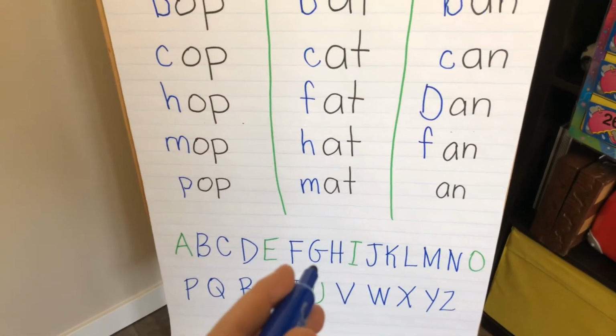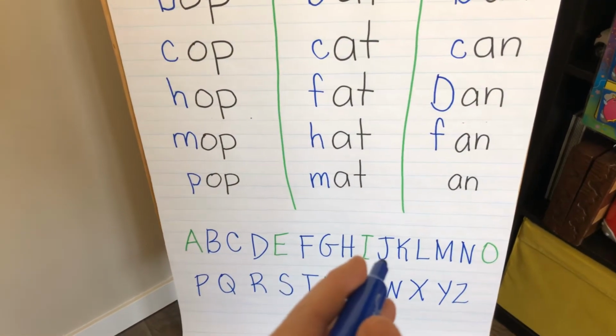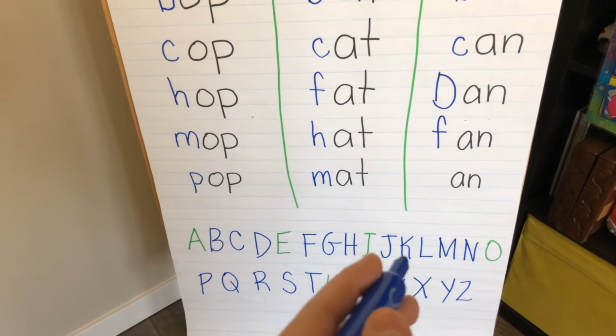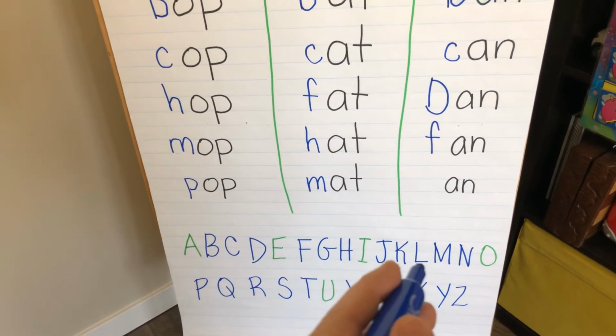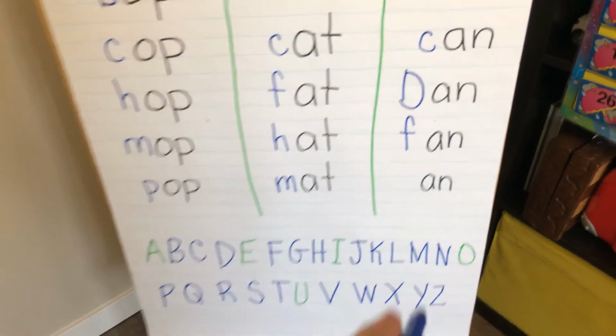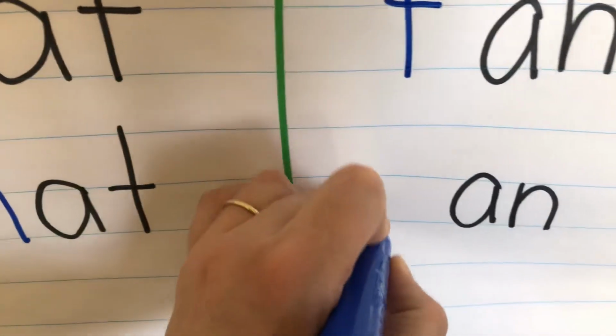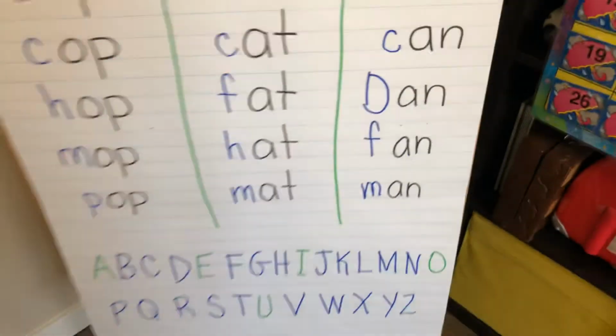Okay, and then gan, han, Jan. Jan is a word. It's a name of somebody. But let's see if there's any other ones here. Can, but remember, can is actually with a C, not a K. Lan, man. Oh, man is a word, right? We know that's a word. No problem. So add M there.